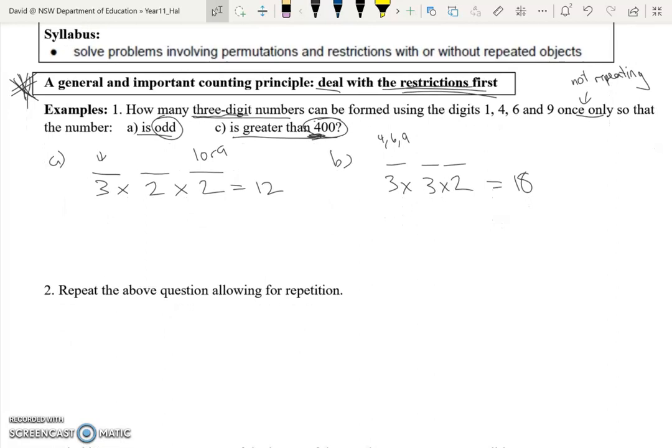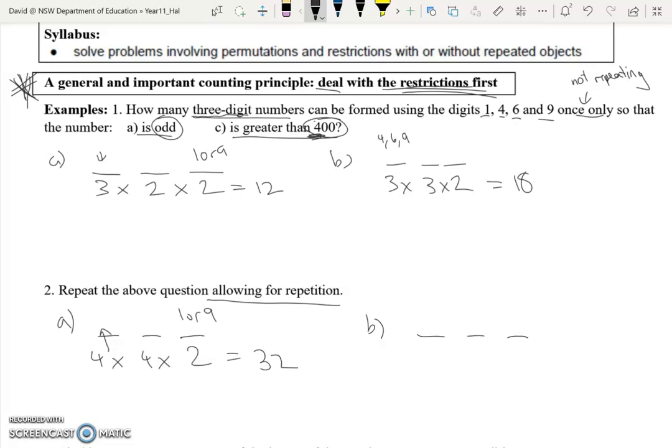Repeat the above, a question allowing for repetition. So rather than only using these digits once, I can use them as many times as I like. So once again, I always deal with the restriction first. Is odd. It's either going to be a 1 or a 9. There are 2 options there. But then I can repeat. So I can use any of the 4 again. So I can use any of the 4 to fill out the first. I can use any of the 4 to fill out the second there. Okay, so when I do that, I get 32.